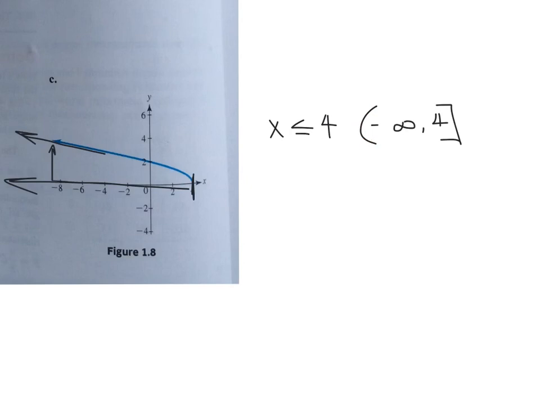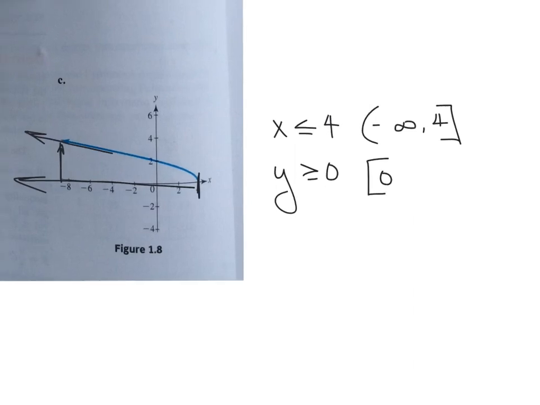And our y value then starts at 0, and it's going to be any number greater than or equal to 0, and it's going to go up into infinity. So it's going to be [0, ∞) with a round parenthesis on infinity. Okay?